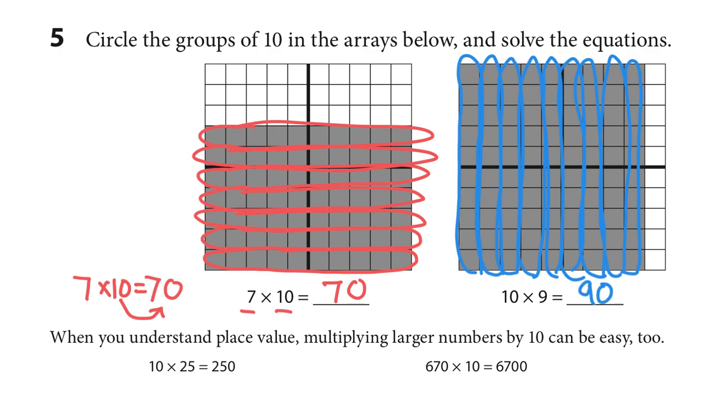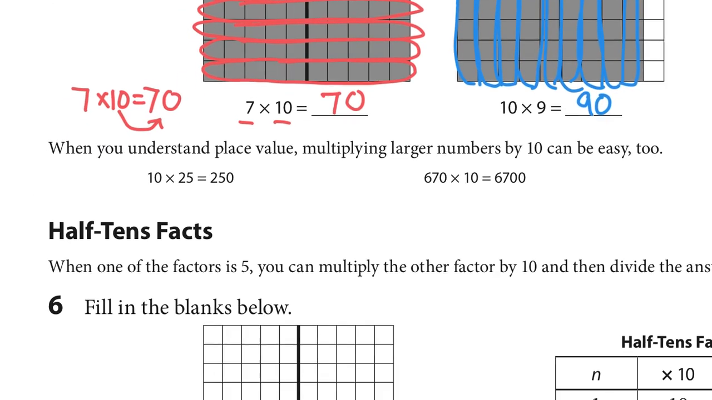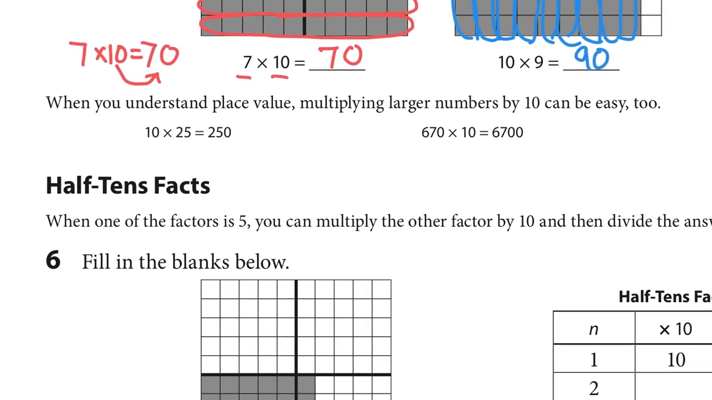My circles might be faster than yours, so if you ever need to pause, please do. If you think you can handle the next problem, or if you just want to try it to see what you know, I highly encourage you to do that. Number 5, still on number 5, says, when you understand place value, multiplying larger numbers by 10 can be easy too.